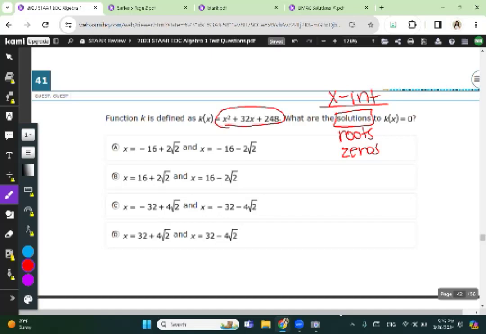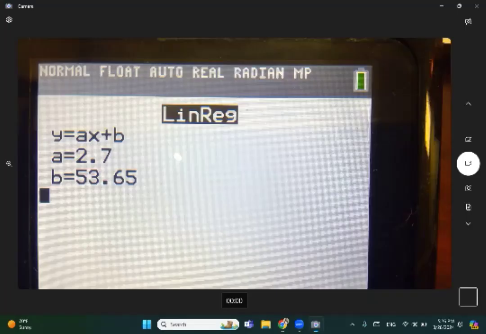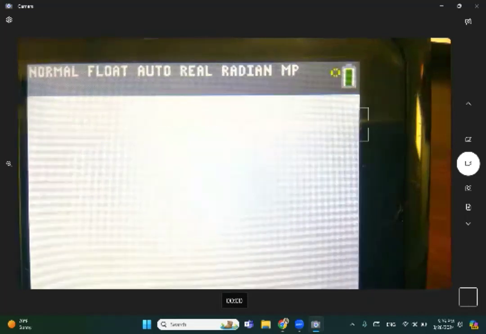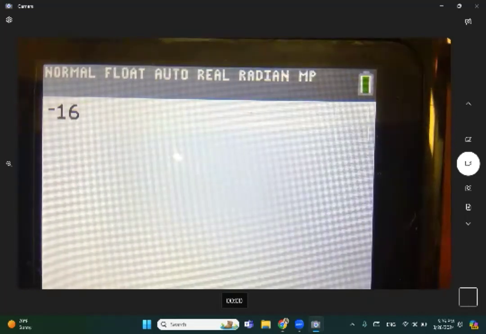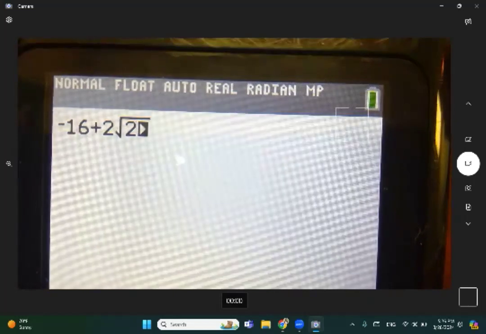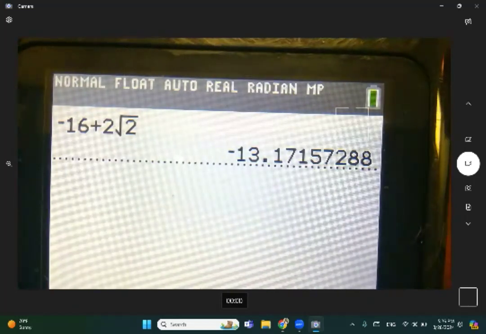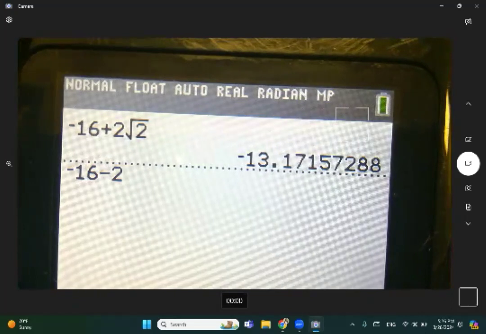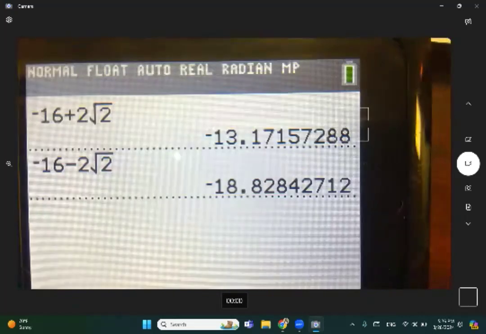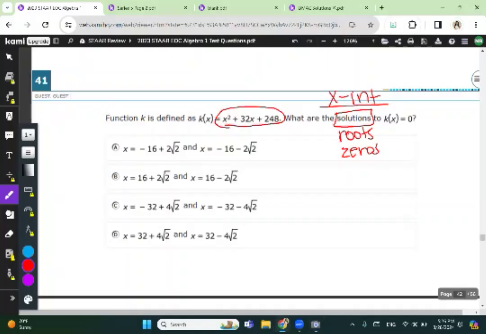From there, you want to get the decimal version, and I do remember this answer, the answer for this one was A. You want to get the decimal version of these numbers right here. This is going to be the fastest way to solve this question. So I'm going to type in that first answer choice, clear this out. Negative 16 plus 2 square root 2. And then negative 16 minus 2 square root 2. Those are the decimal versions of both of those answer choices. So I'm going to write those down.